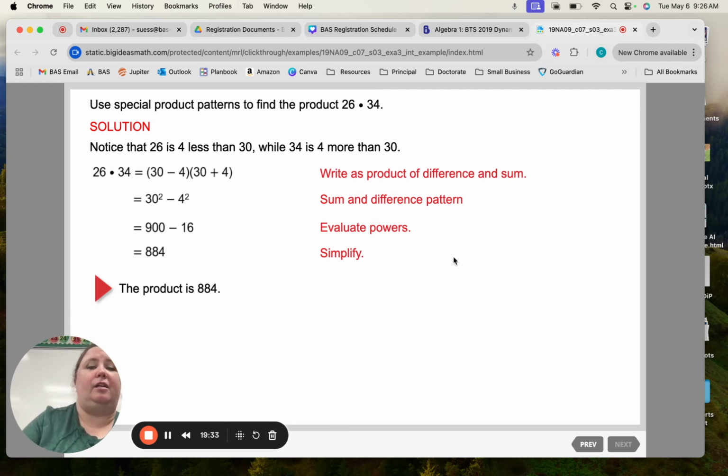Now, can any of you do 26 times 34 in your head? No, you need a calculator, right? I mean, could you? It would take a while. Could you do the 30 squared minus 4 squared in your head? Yep. Because you easily went 900 and then 16, and then you would go, I need to subtract that, 884. So this is a way you can do some of this multiplication in your head.